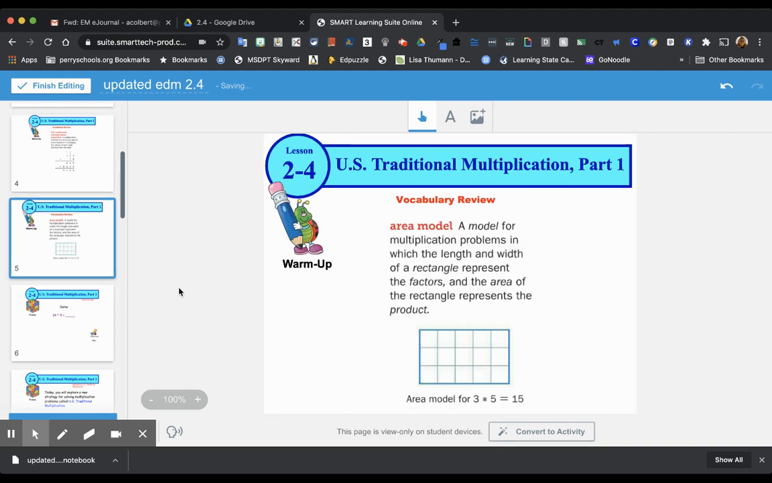And another method for multiplication is the area model. Area model is a model for multiplication problems in which the length and the width of a rectangle represent the factors and the area of the rectangle represents the product. This area model represents 3 times 5, and we did a lot of practice with this in the first unit.